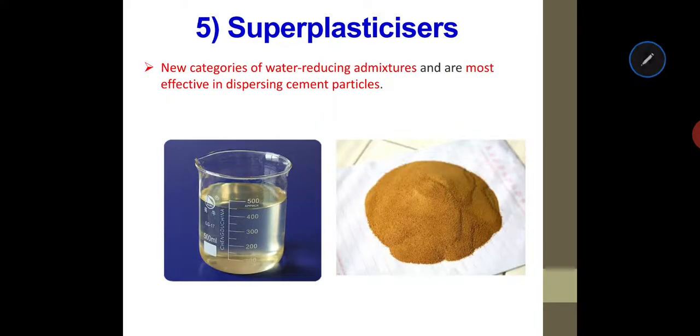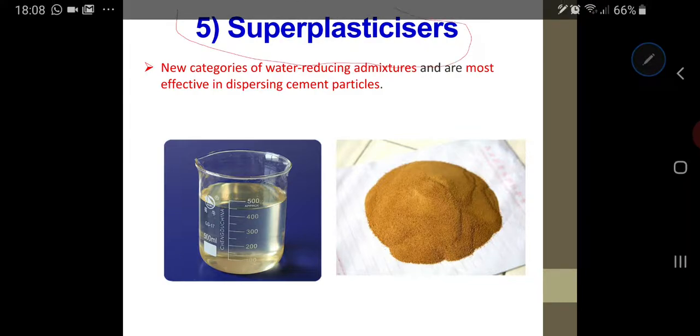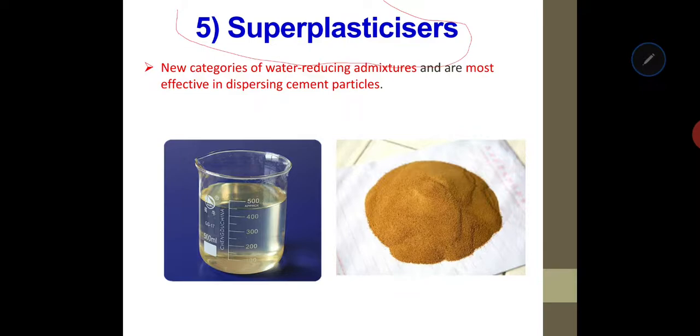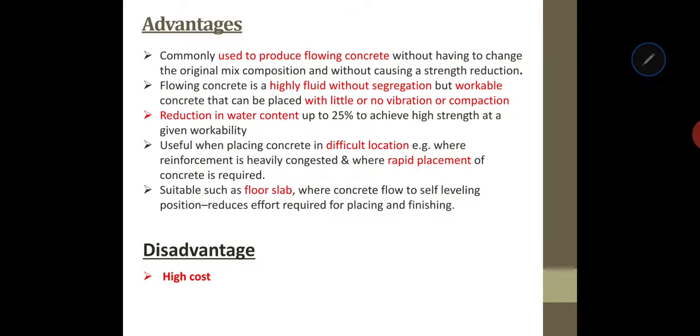Okay, other than that, we have what we call superplasticizers. This is a new category of water reducing admixture and is most effective in dispersing cement particles. Okay, what are the advantages? It is used to produce flowing concrete without changing the original mix composition and without causing a strength reduction. So it's quite good, it can maintain the original mix composition and the strength is also maintained.